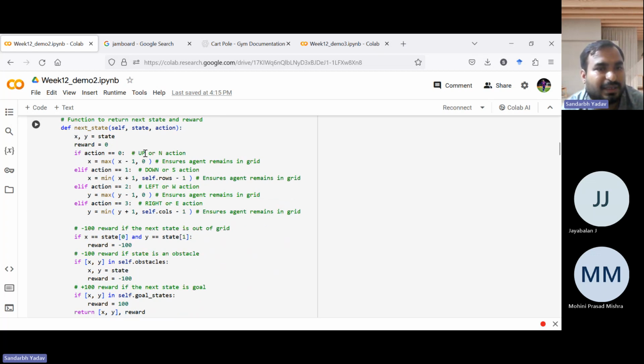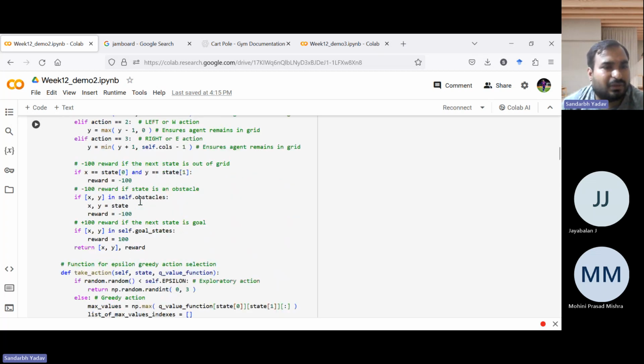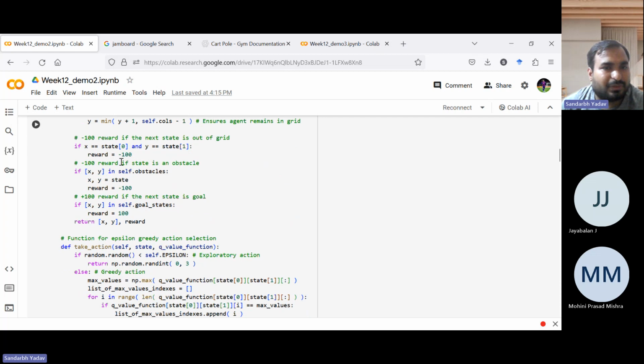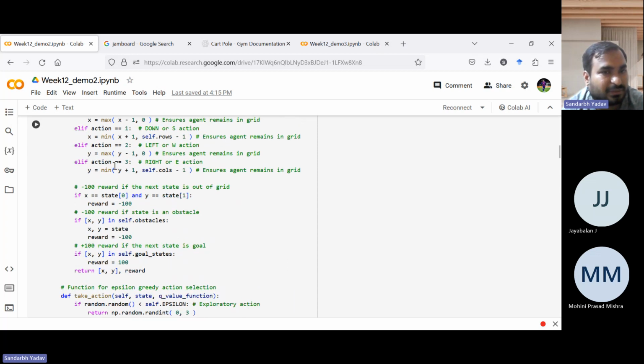If you are already at the top and you want to move further north, basically you are on the wall, so you cannot move further north. In that way, this max will ensure that you actually remain in the grid, and similarly for the others. And if your next state is out of the grid, if you basically collide with the wall, then you will get a reward of minus 100. Also if you collide with an obstacle, you will get a reward of minus 100. And if you reach the goal, there is a reward of plus 100. So this is the environment definition. In this way, you can define your own environment also. You need not always use the environments provided by gym.